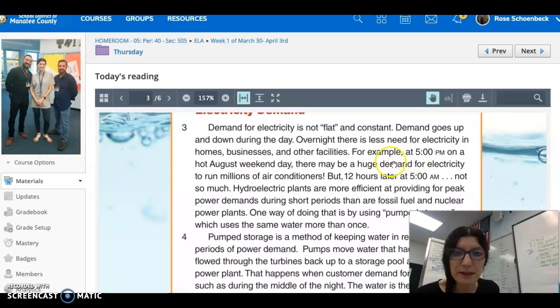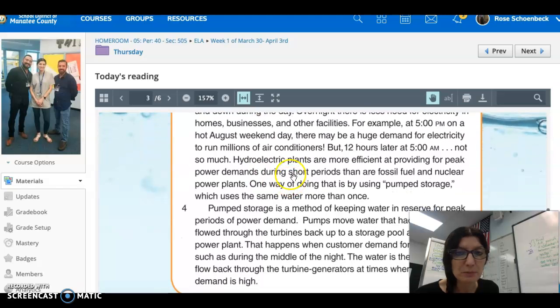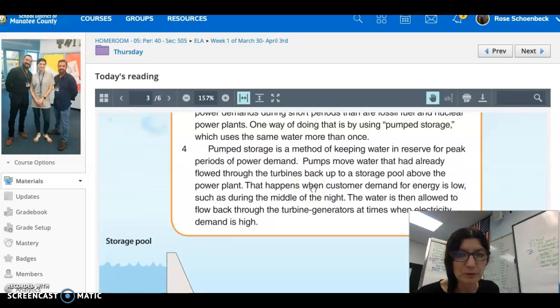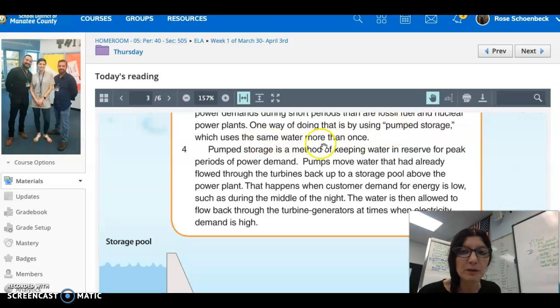For example, at 5 p.m. on a hot August weekend day, there may be a huge demand for electricity to run millions of air conditioners. But 12 hours later, 5 a.m., not so much. Hydroelectric plants are more efficient at providing peak power demands during short periods than fossil fuel and nuclear power plants. One way of doing this is by using pumped storage, which uses the same water more than once.